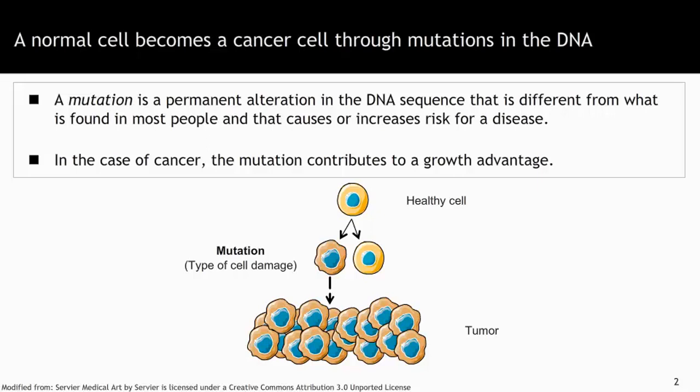In cancer, a mutation has to be able to contribute to a growth advantage for a cell. In other words, if a mutation occurred that causes the cell to stop dividing, that cell would never become cancer. However, if a mutation allows a cell to proceed through the cell cycle unchecked and continue to divide, that cell is much more likely to become a tumor.